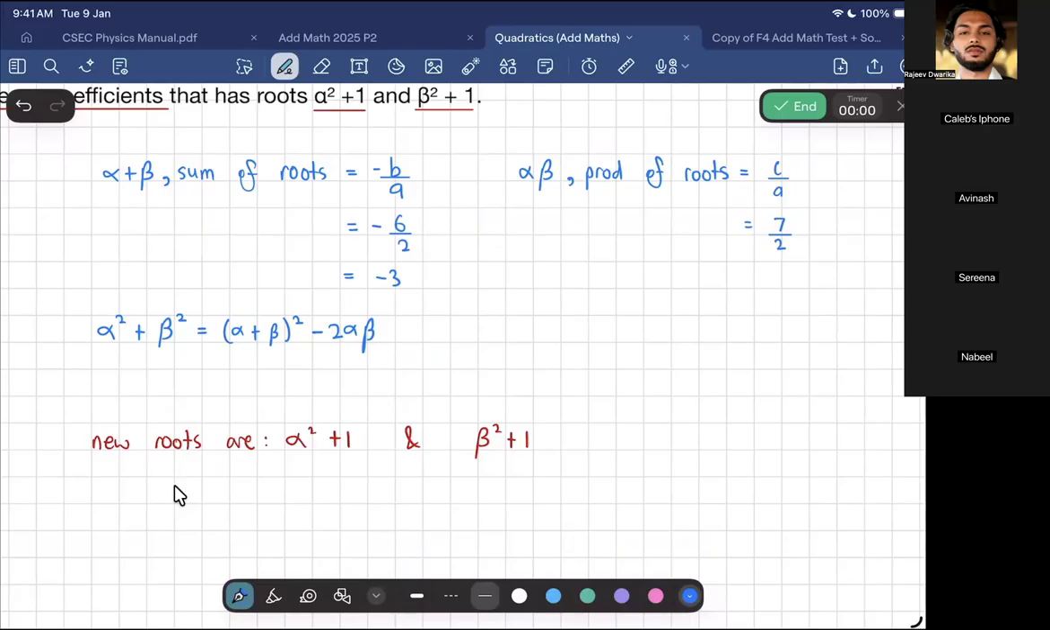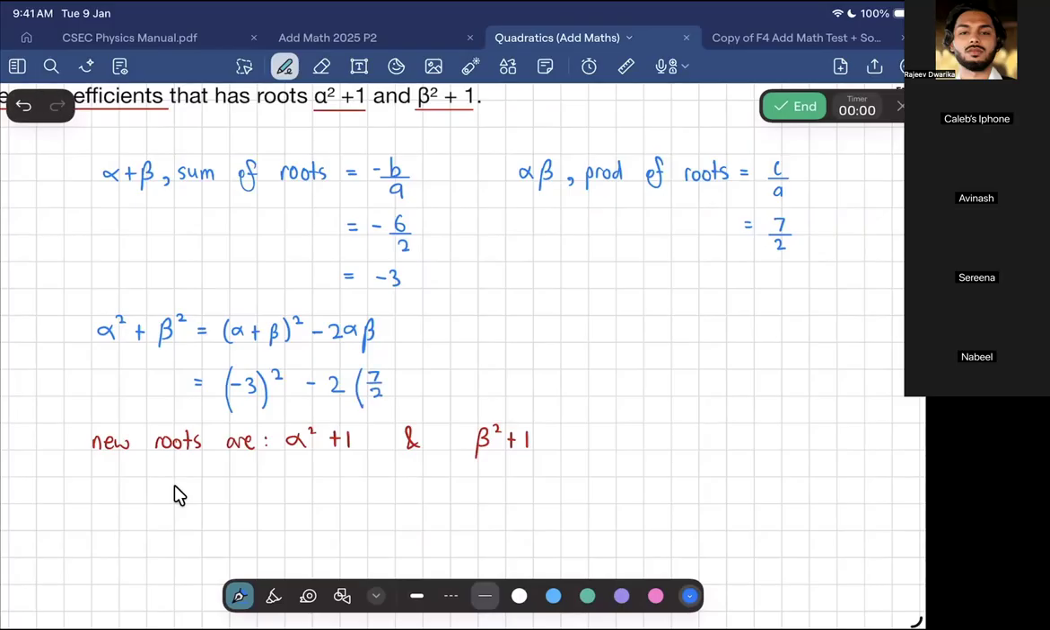Right. Nabil, can you tell me what alpha plus beta is? We already found that. What is alpha plus beta? That is minus 3. Right, minus 3. Minus 2 alpha beta. What is alpha beta? 7 over 2. Right? So minus 2 times 7 over 2.